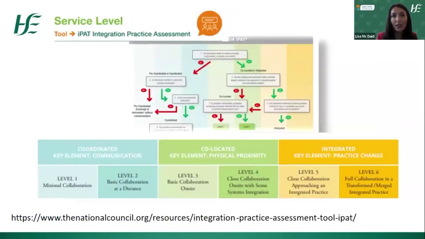The next tool is more aimed at a service level, and it is the Integrated Practice Assessment Tool. So this is a practical resource. It is designed to help teams assess their levels of collaboration and integration. It is based on the Standard Framework for Levels of Integrated Healthcare, which was released by SAMHSA and HRSA, the Center for Integrated Health Solutions. It is a framework for understanding integration as a continuum and defining the stages of integrated work.